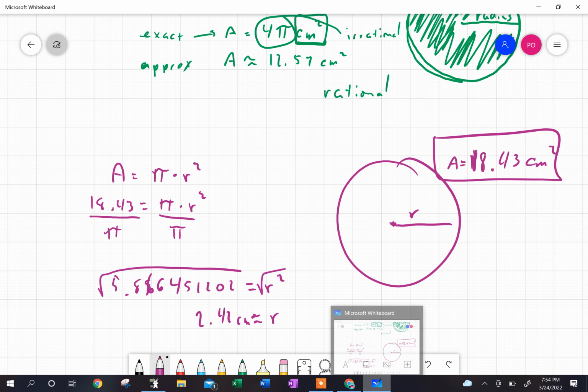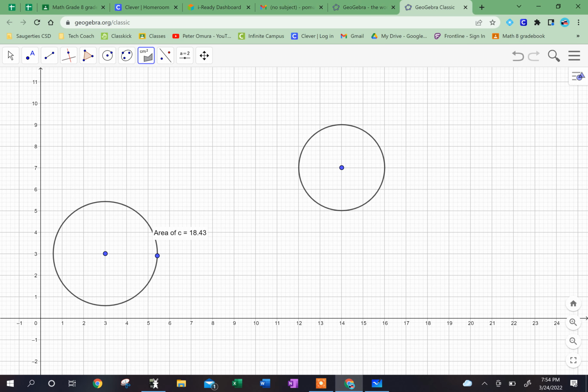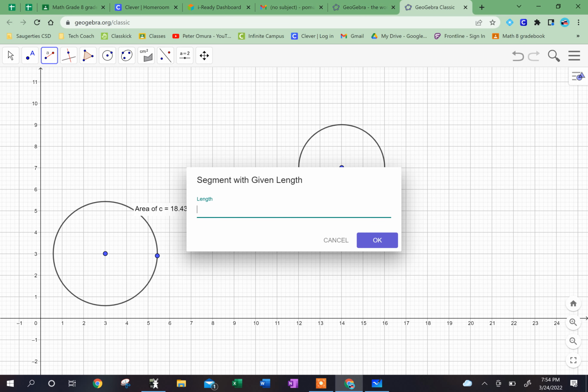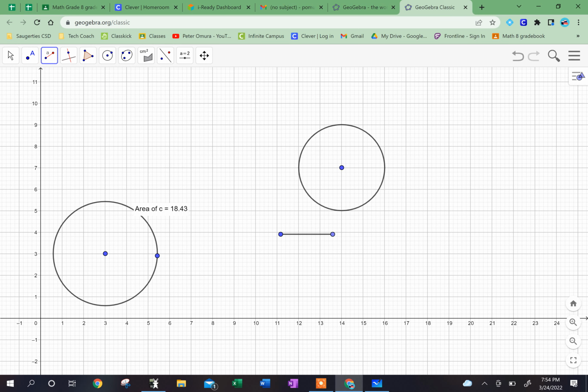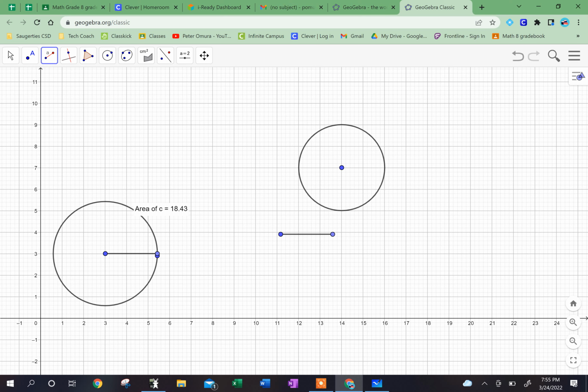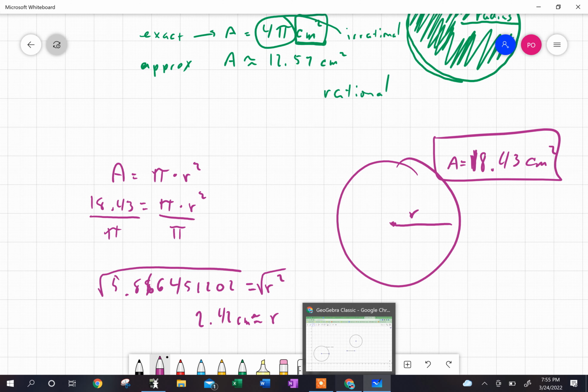So now let's see if I'm correct. I want to know, is my value 2.42 centimeters? Let's see. Oh, goodness me, I can't move it over. All right, let's try this one more time. 2.42, and hopefully it works. It does work. Perfect. So that's how you can use your area formula in 2 different ways. That's it.